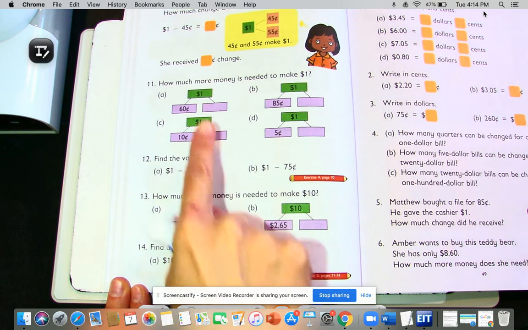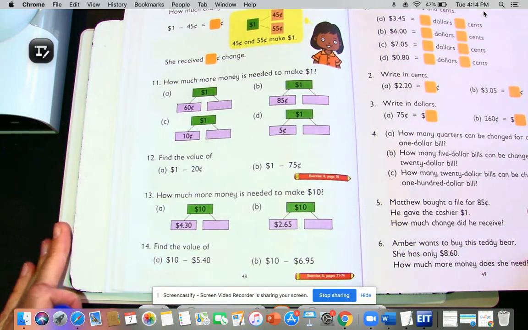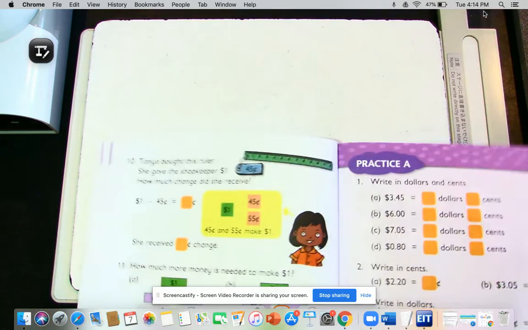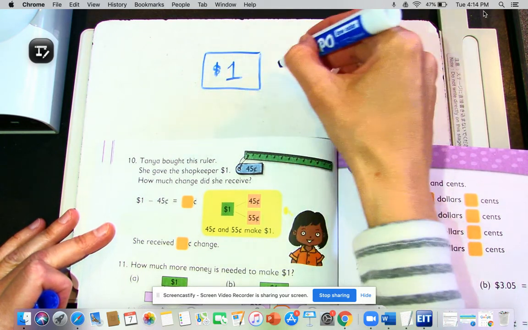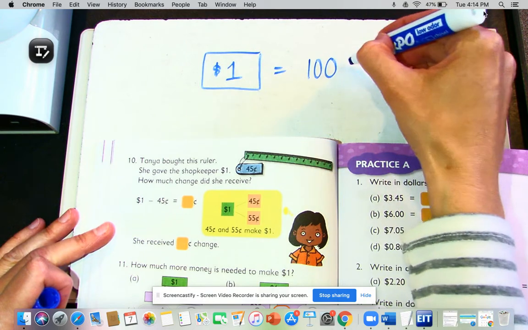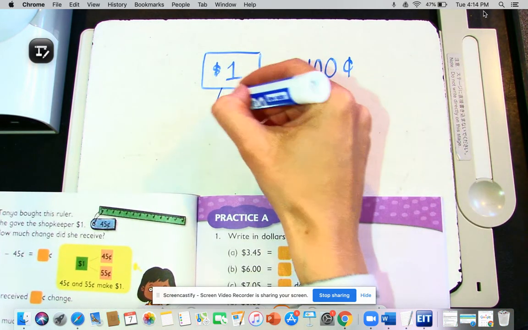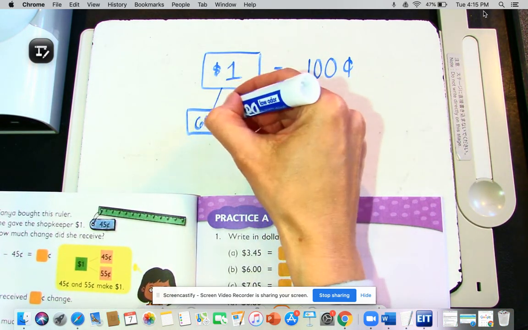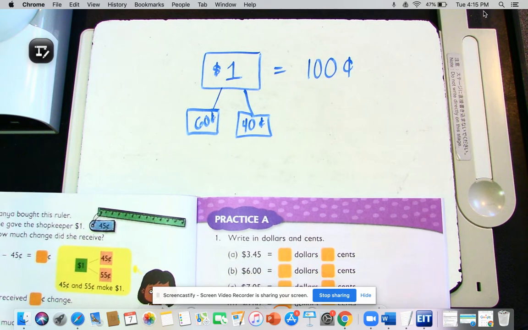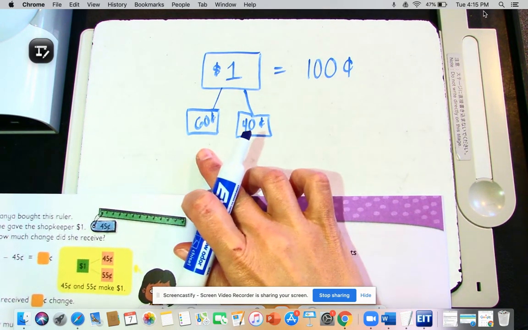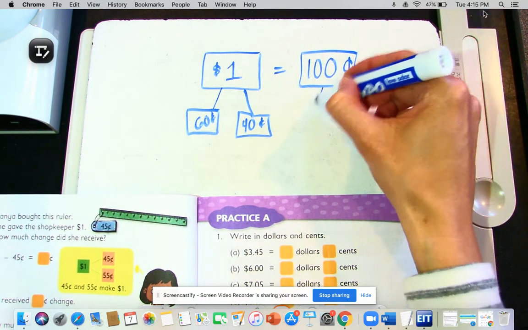For this part here, it might help us, instead of just having a dollar right up at the front, to actually have 100 cents, because we know that $1 is the same as 100 cents. So instead of 60 cents plus what makes a dollar, we could think, I know a dollar is the same as 100 cents.